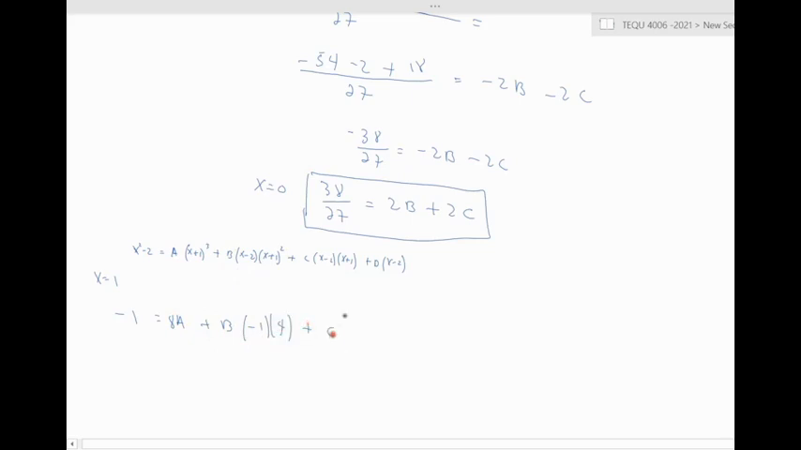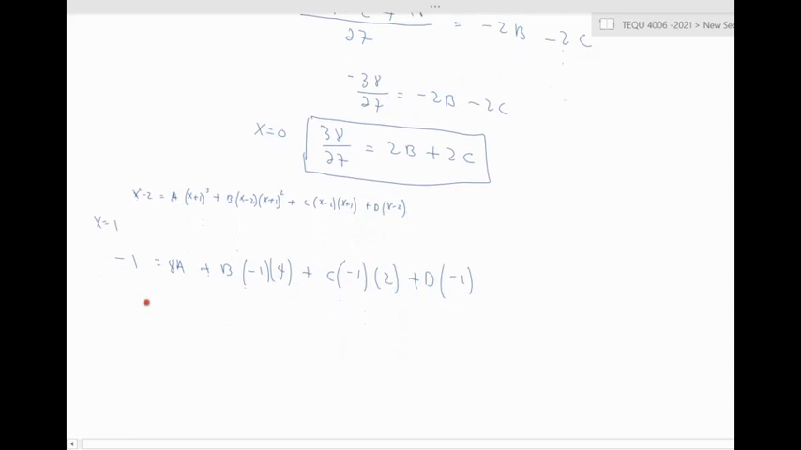Plus c. When x is 1, I will have a minus 1. And when x is 1, I will have here a 2. D. When x is 1, I will have a minus 1. All right. So let's simplify this a little bit. Clean them up. That will be minus 1 equal this that is there. Now I have here minus 4b minus 2c minus d.